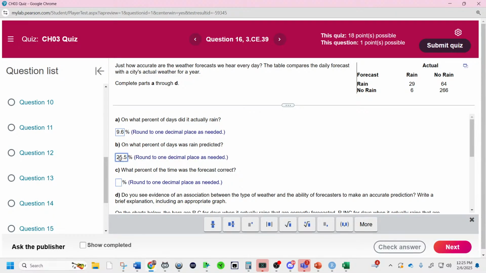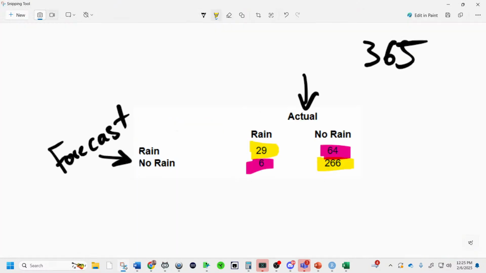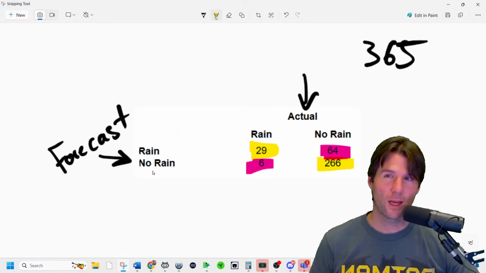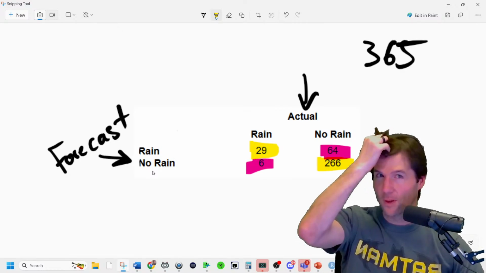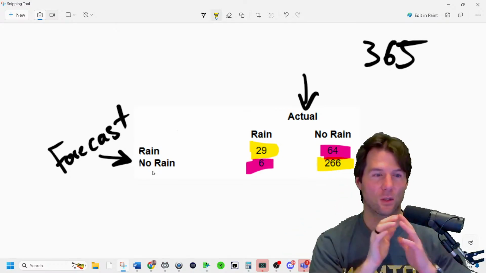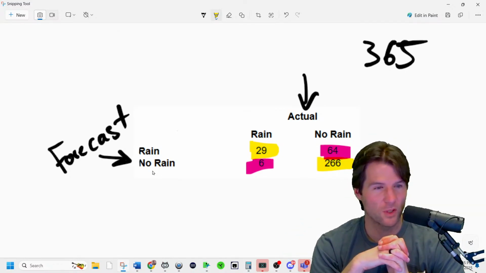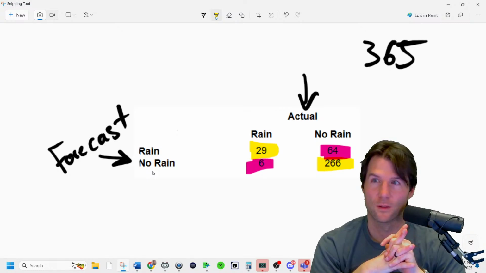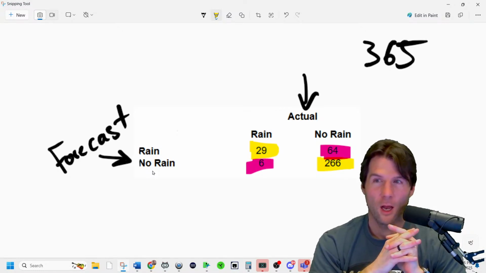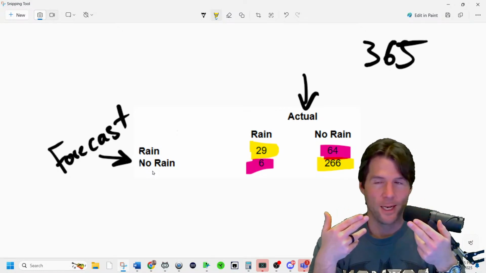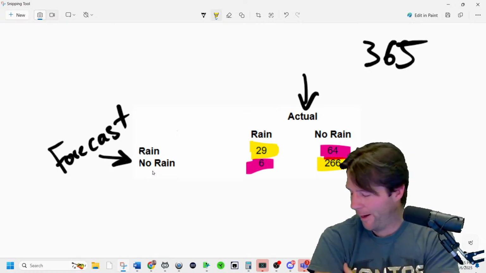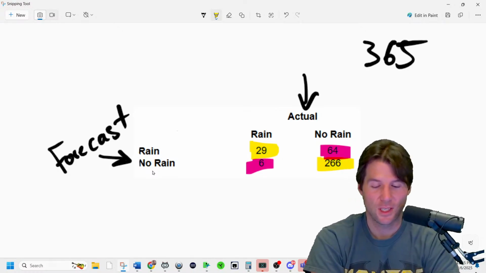To find out when the forecast is correct, what numbers would we add together? Great job, David, right there. So the percent of time the forecast was correct is what two numbers added up right here. Because they'd have to say it's going to rain, and then it would have to actually rain. They'd have to say it's not going to rain, and it's actually not going to rain. So what percent of time was the forecast correct?